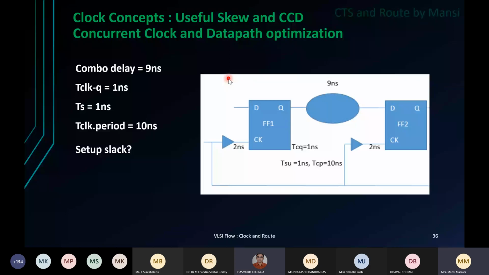So this is the first clock. The clock reaching over here has 2 nanoseconds of delay. This is the second flop. Here also it's 2 nanoseconds of delay. The combo delay over here is 9 nanoseconds. The clock to Q delay is 1 nanosecond. The setup time for both flops is 1 nanosecond and the clock period is 10 nanoseconds. Now tell me, what is the skew over here? Can anybody tell me?